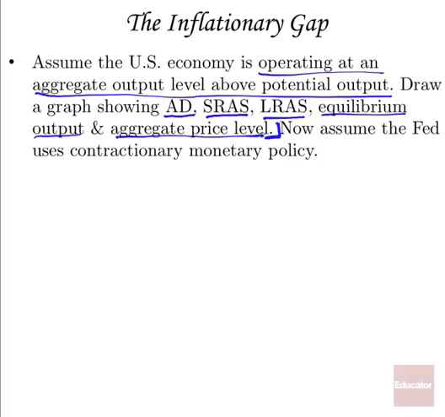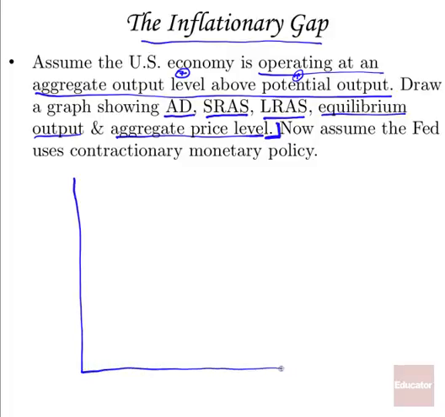This is the basic macroeconomics graph: aggregate demand, aggregate supply, the short run and the long run as well. But if you're operating at an aggregate output that is above the potential output, then you have what's called an inflationary gap. So how do you draw an inflationary gap? Let's go ahead and draw this scenario.